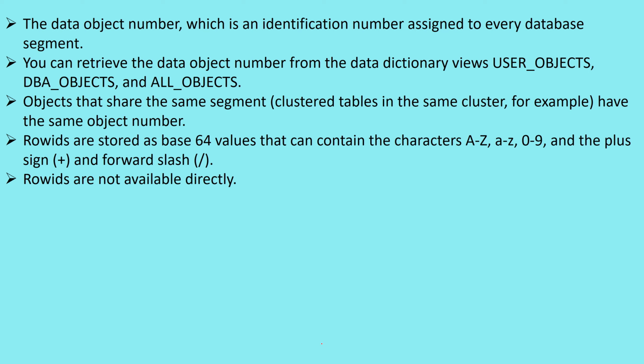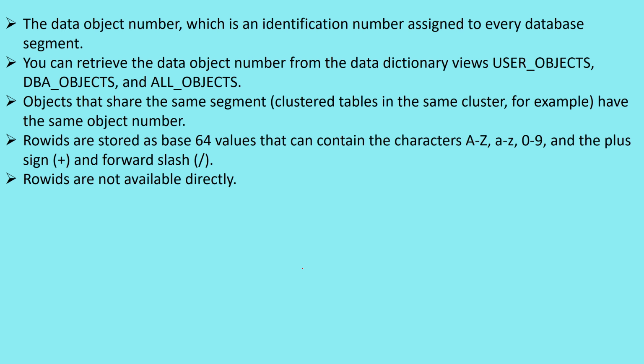So every database object is having their own database segment and an identification number, and if objects share the same segment, then it is going to have the same object number. We can query those object numbers from the data dictionary views such as user_objects or dba_objects.